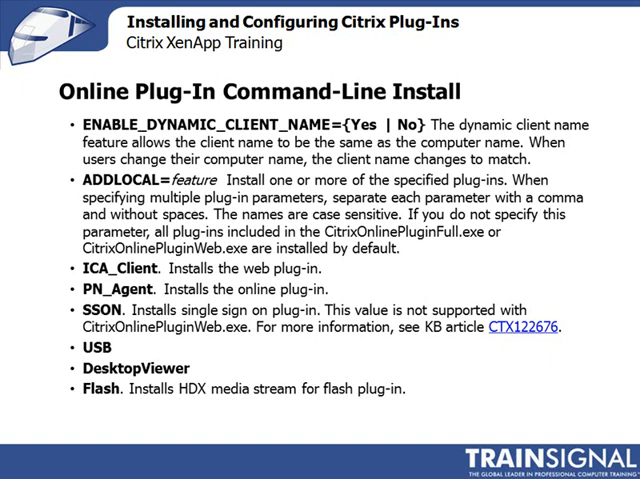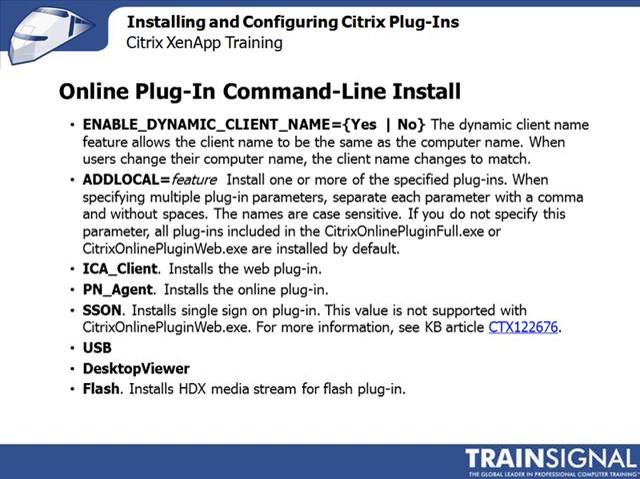And then you have the ICA client installs the ICA web plugin. The PN agent will install the online plugin. So again, the PN agent here, which is the online plugin, is what's going to allow you to connect to Citrix web interface XenApp Services site and use the XenApp Services site to enumerate applications and so on and so forth. The SSON is the single sign-on plugin. Again, we discussed that in the desktop viewer, the Flash, etc., etc.